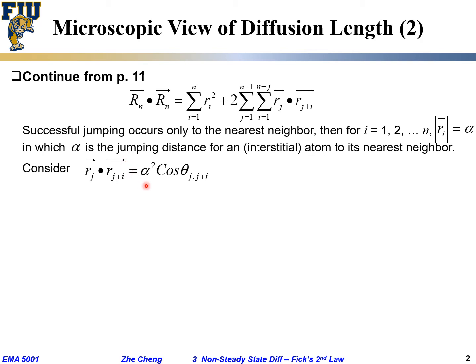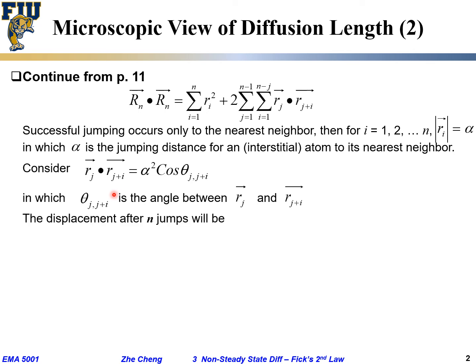Okay. So now, what you learned in linear algebra: Rj vector times Rj plus i vector. Do you see that these two vectors have the same absolute value? I can write it as alpha square times a cosine term. What is that cosine theta? That cosine theta is just the angle between the two vectors. That's what you learned, right? This theta j, j plus i is just the angle between these two vectors. Okay, and we got that cosine term.